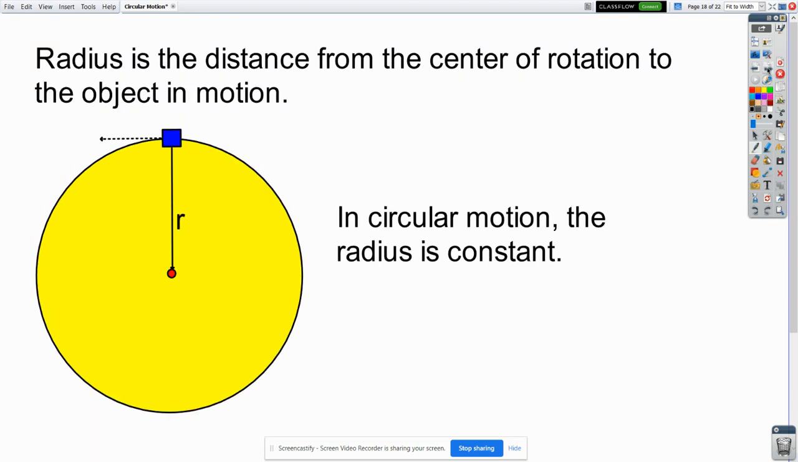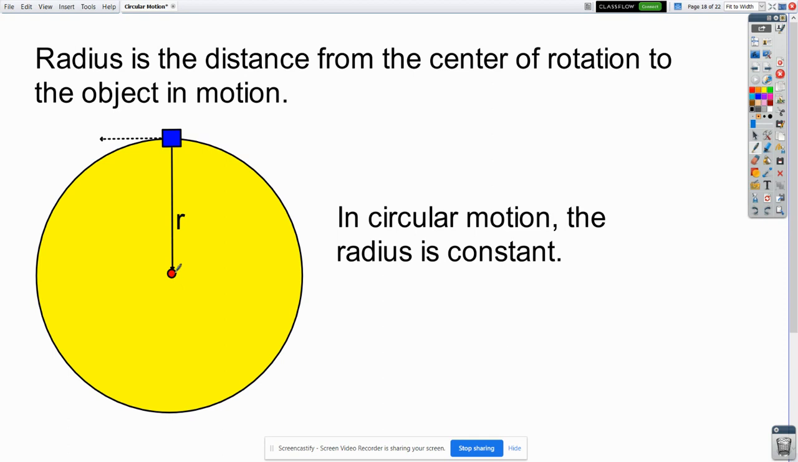We'll be using radius. Radius is the distance from the center of rotation to the object that's in motion. I mention this because sometimes when you look at problems that involve circular motion, they talk about the diameter of the object, the diameter of the merry-go-round, the diameter of the carousel, some kind of diameter. But you do need to use radius, and it would be half that.